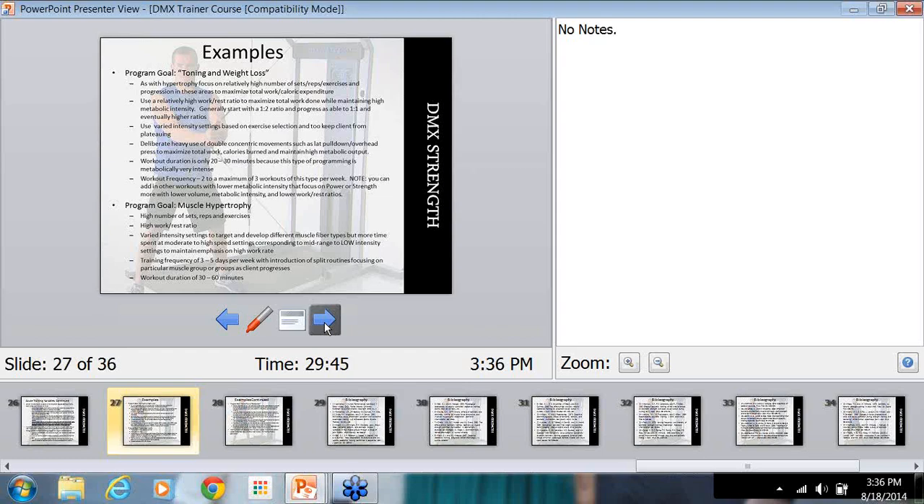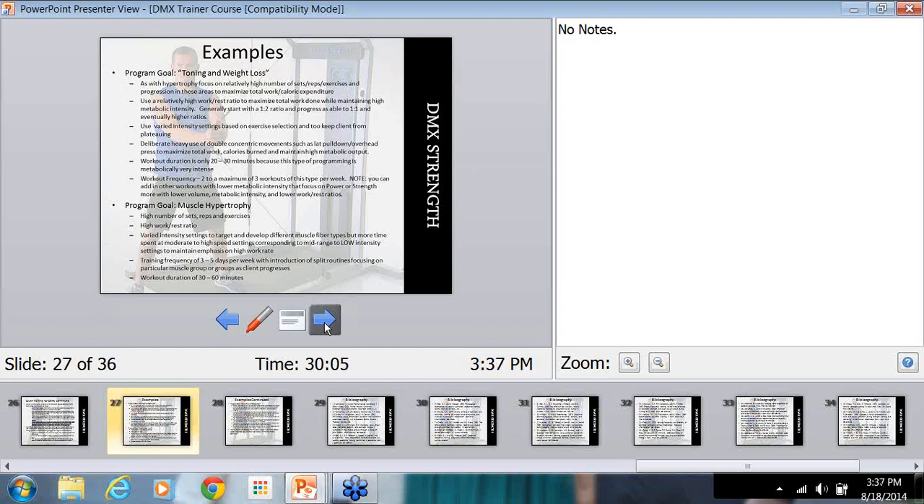Workout frequency: 2 to maybe 3 workouts of this type per week. You can add in other workouts with lower metabolic intensity that focus on power or strength that have a lower volume, a lower metabolic intensity, and a lower work-rest ratio. So you can mix this in with other forms of training.